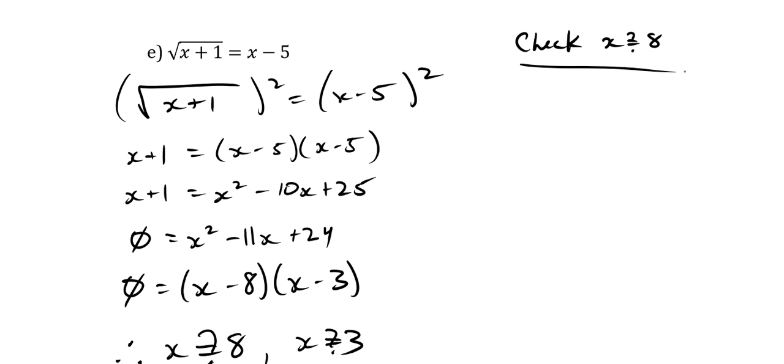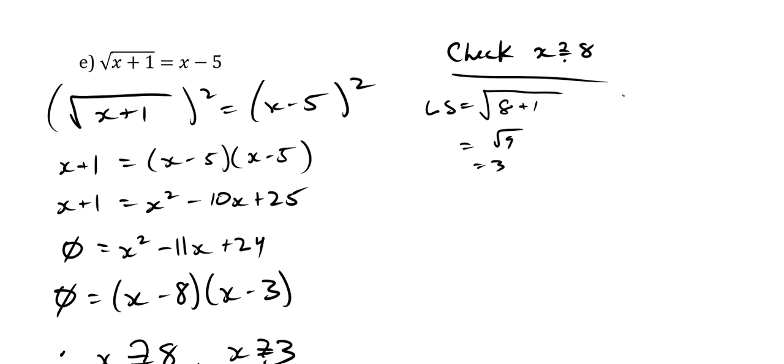If the answer is extraneous and I made a mistake, I mean, I'm out of luck. I'm not going to be able to find it anyway because it's extraneous. So in grade 9 and grade 10, we're doing it for a different reason. Here, we're checking if our answer makes sense or if it's extraneous. Okay, so the left side is the square root of 8 plus 1, which is the square root of 9, which is 3. And the right side is 8 minus 5, which is 3.